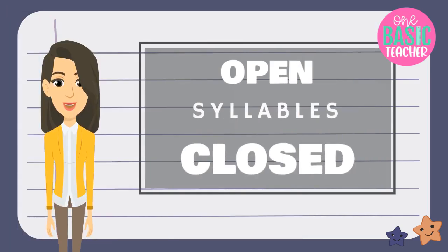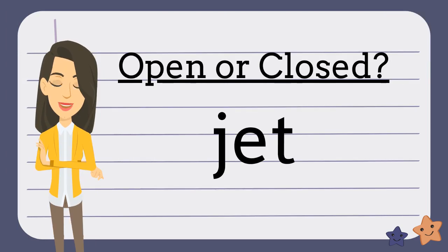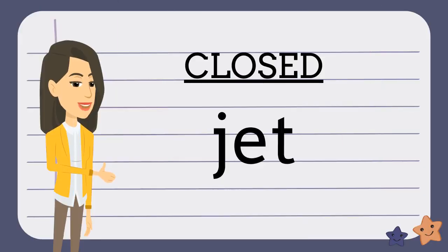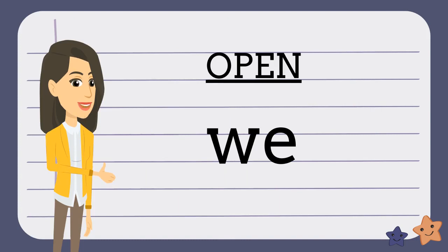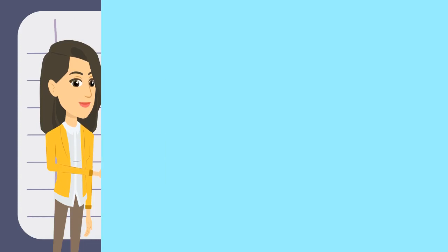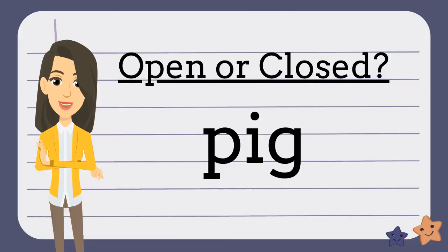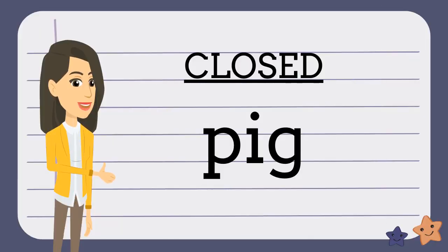Now that we've learned about open and closed syllables, let's see if you can answer these questions. Is this syllable open or closed? You're right. Jet is a closed syllable. How about this syllable? Is it open or closed? You're right. We is an open syllable. How about this syllable? Is it open or closed? You're right. Pig is a closed syllable.